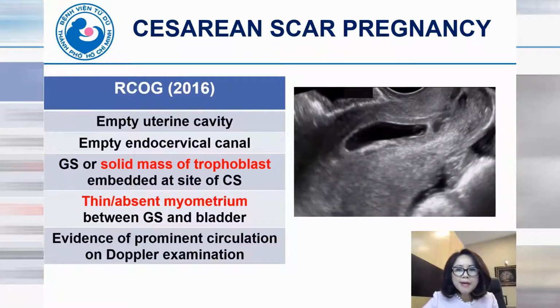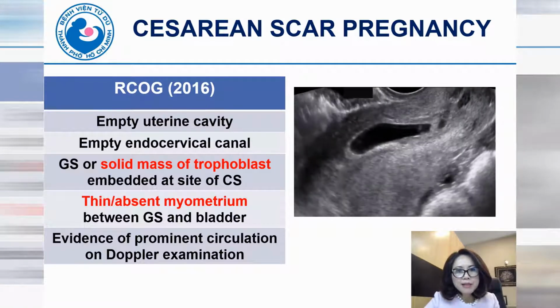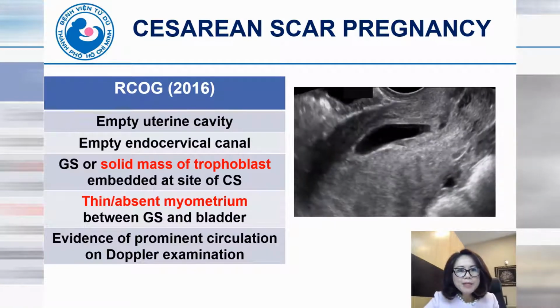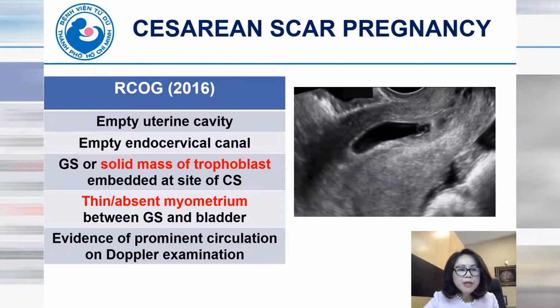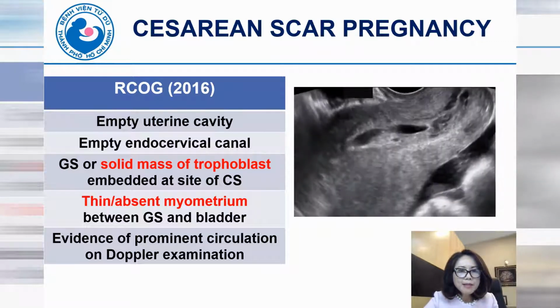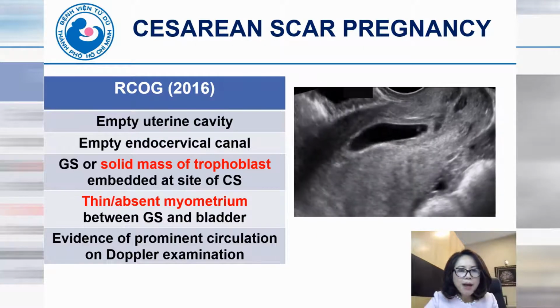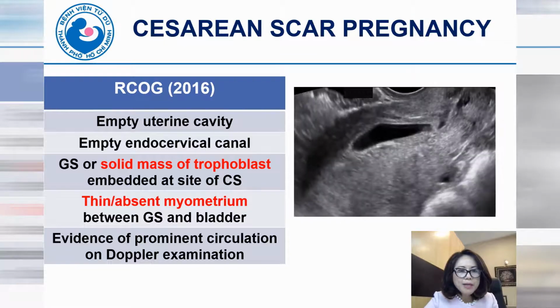Ultrasound criteria for diagnosis suggested by Kaelin in 2016 include an empty uterine cavity and empty endocervical canal. We can see the GS or a solid mass of trophoblast embedded at the site of the cesarean section. The myometrium between the GS and the bladder is thin or absent. And on color Doppler, we can see evidence of trophoblastic circulation.